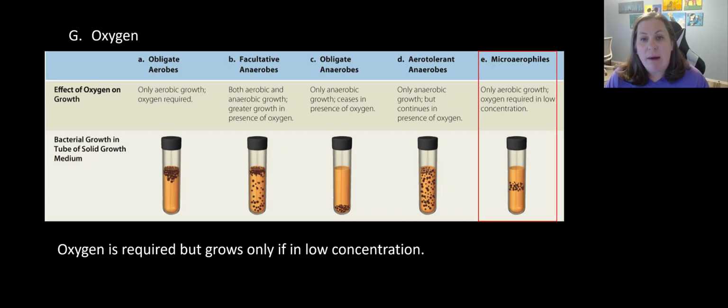The last one are the microaerophiles. The microaerophiles are the ones who only grow with little or low concentrations of oxygen. So you'll notice in the broth, they're kind of in the middle where oxygen concentration is low. It's not zero, but it's low. And they can grow best in that condition.